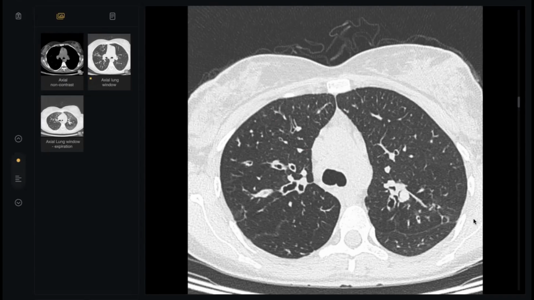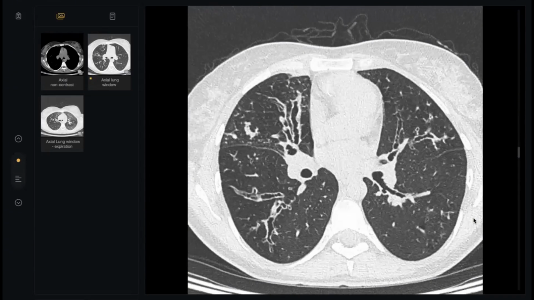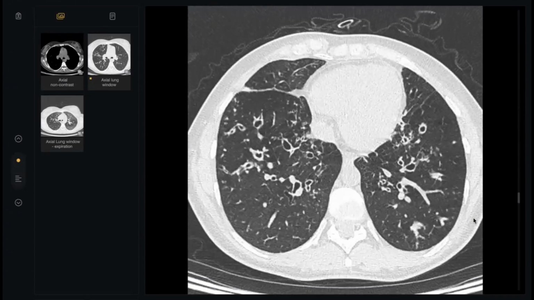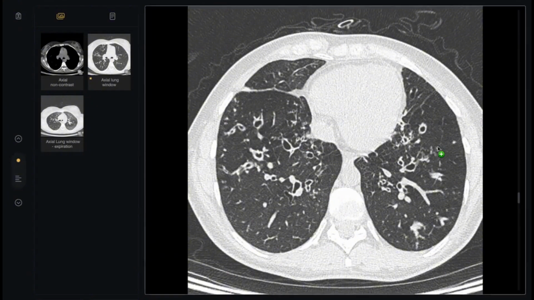Sir, please go down. What's your other differential diagnosis? Cystic fibrosis, and there are acute infective changes. There is some ground glass haze and centrilobular nodules. Okay, what else? On the axial window, there is lymphadenopathy.